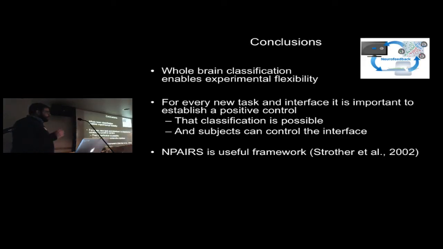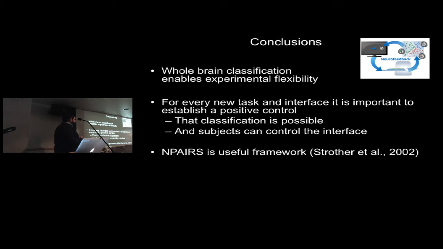So to just kind of conclude the talk, whole brain classification enables experimental flexibility. So I've been able to kind of free ride on this and do multiple tasks. But for every new task and every feedback interface, our current thinking is that it's important to establish a positive control. So we need to show that smokers, for example, can move this crave versus don't crave bar and quantify that in terms of classification accuracy before we jump into something like a rehabilitation or therapy program.